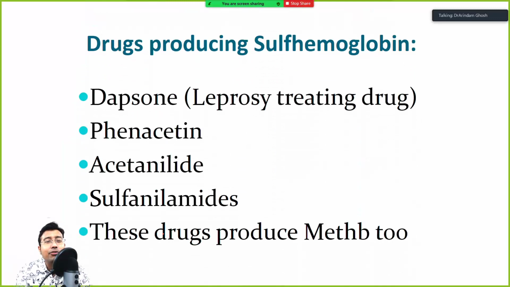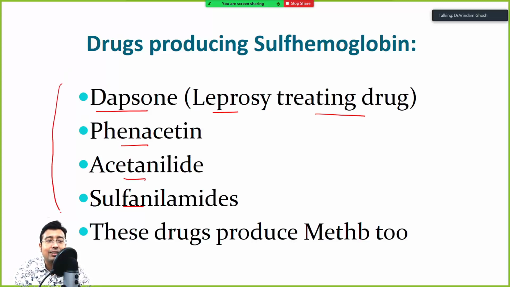So here are a few drugs. If you are not a first year student and you are watching this video anyway, or you are preparing for NEET PG or MCQ, you should know a few common sulfur containing drugs that actually produce sulfhemoglobin if they are taken in a toxic amount. So number one is dapsone. First year students, again the names will appear Hebrew, okay, because you don't know drugs right now. So you should know this is the leprosy drug, Mycobacterium leprae, okay. So dapsone, this leprosy treating agent, phenacetin, acetanilide, sulfonamide.